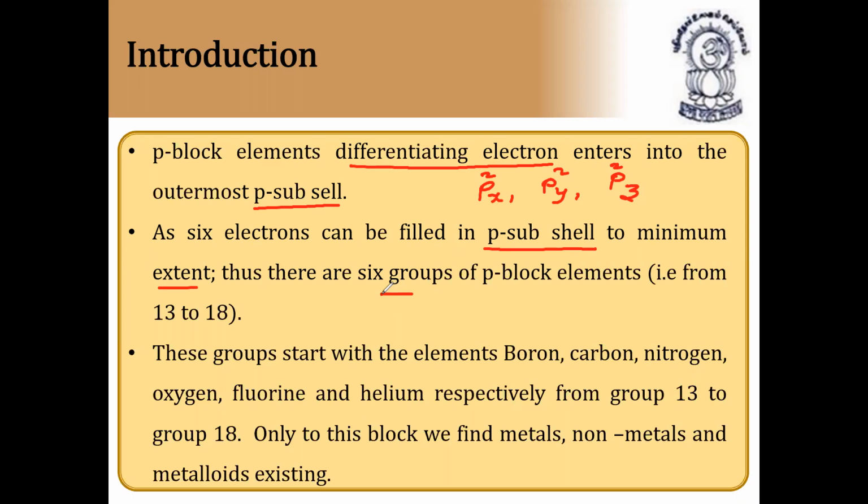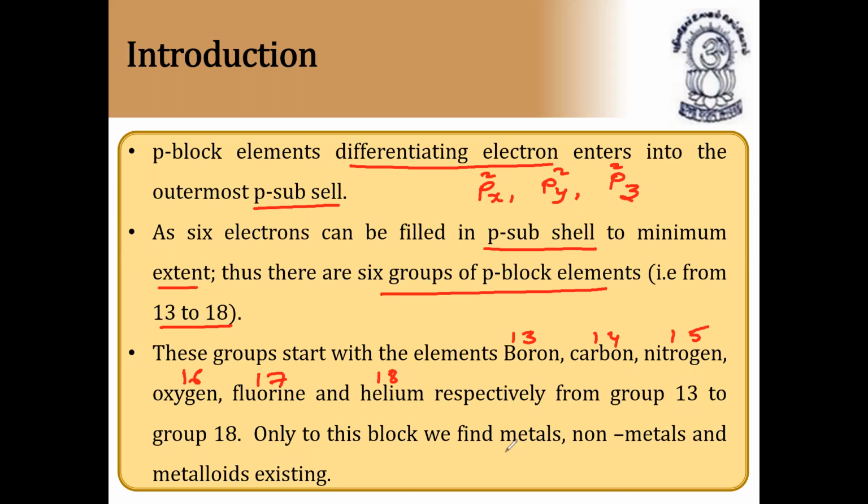As 6 electrons can be filled in the p subshell, there are 6 groups of p block elements, that is group 13, 14, 15, 16, 17, and 18. These groups start with the elements: in group 13 we have boron, in group 14 carbon, in group 15 nitrogen, in group 16 oxygen, in group 17 fluorine, and in group 18 helium.